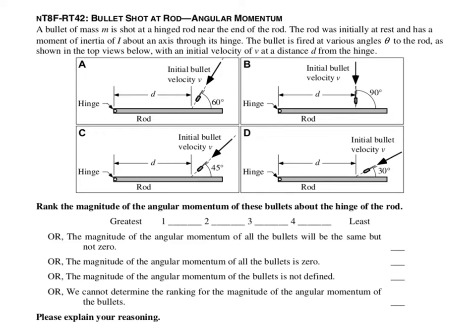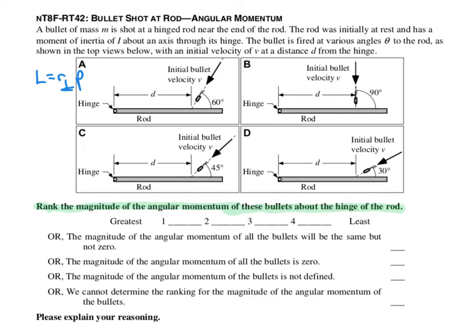So the only thing changing is the angle. And we are asked to rank the magnitude of the angular momentum about the hinge of the rod. A lot of this actually ended up being irrelevant, but it's going to come back to the idea that even particles moving in a straight line still have an angular momentum, whose magnitude is given by r perpendicular times p, where r perpendicular is the moment arm of that momentum, in the same way that we have a moment arm for a force.